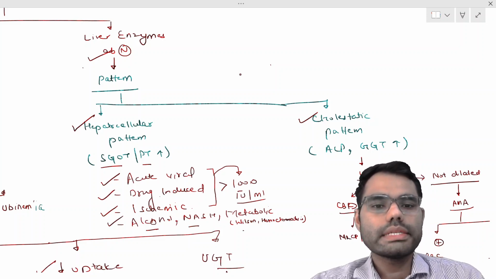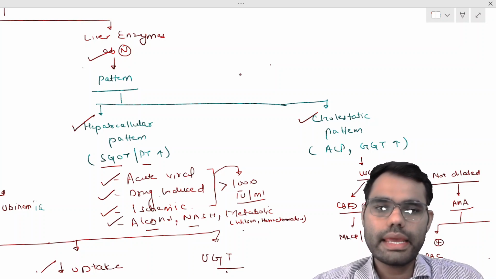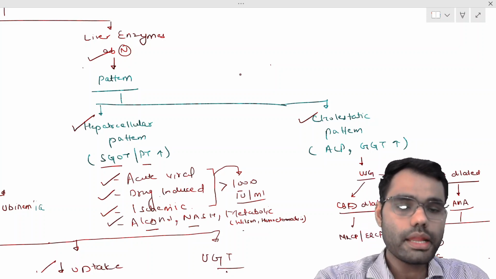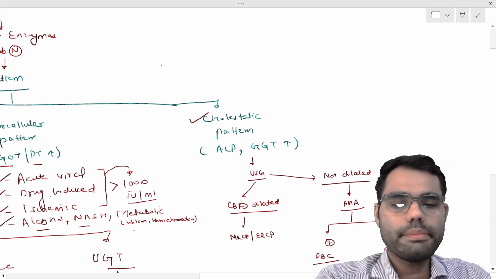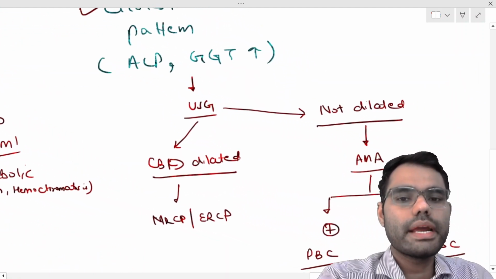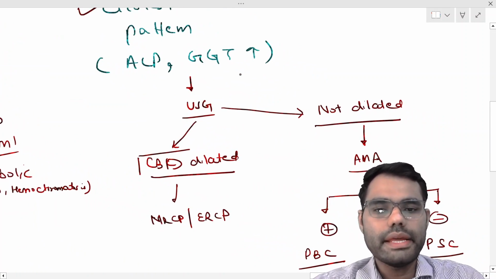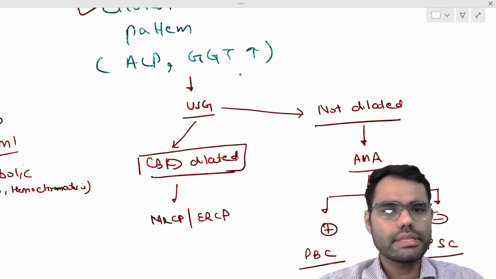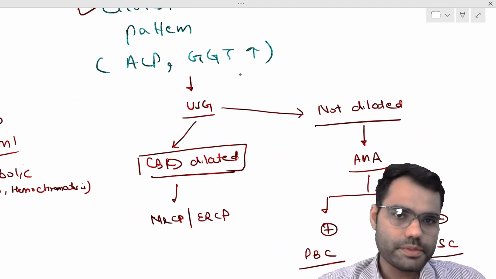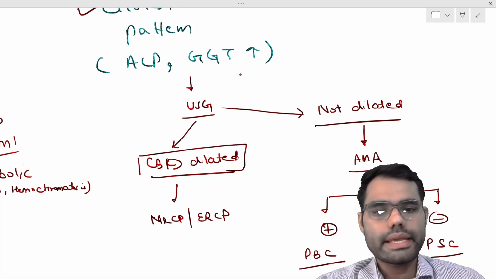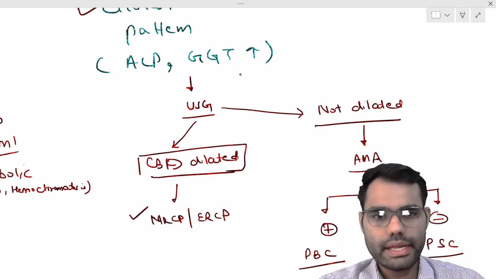What if there is a cholestatic pattern of liver injury? That means ALP and GGT are predominantly elevated. In this case, the next step is to get an ultrasound done, right? So if the ultrasound shows a dilated CBD, that means it is a surgical cause. There could be a stone, or a malignancy obstructing the CBD. So in that case, the next step is to get an MRCP and an ERCP done, right?